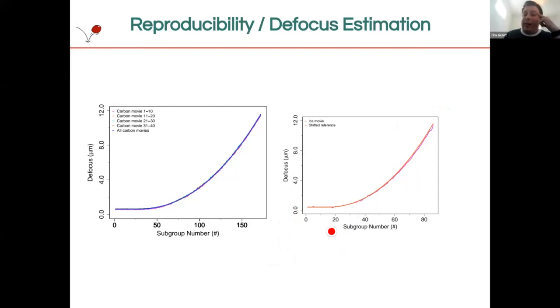And actually something that's quite nice is that we can start very close to focus and still fit that defocus very accurately, because we can use this regime in the middle and the end as a restraint where we have lots of nice Thon rings to do that fitting.